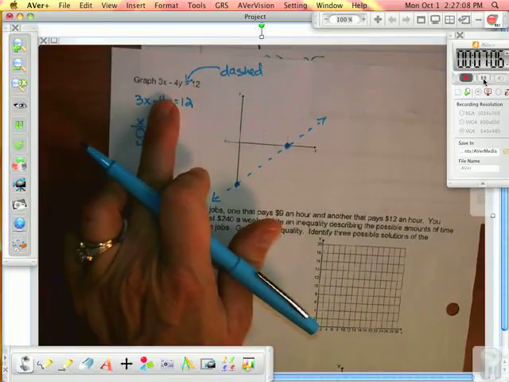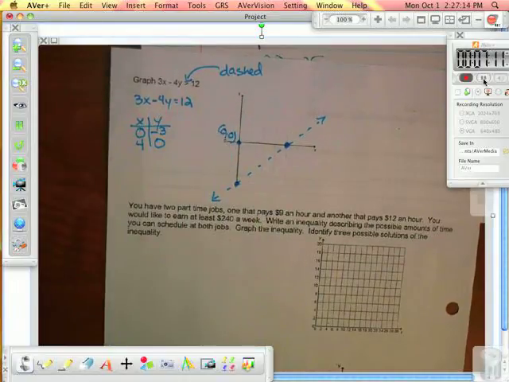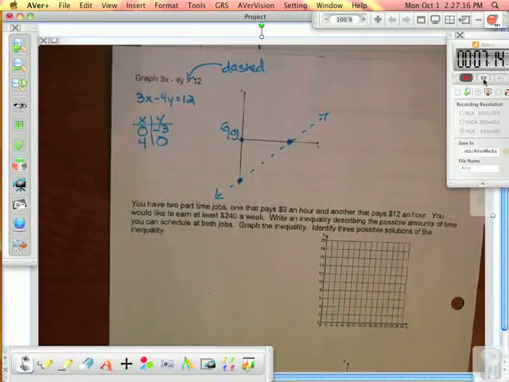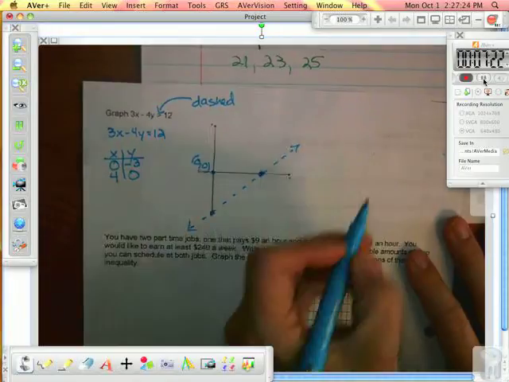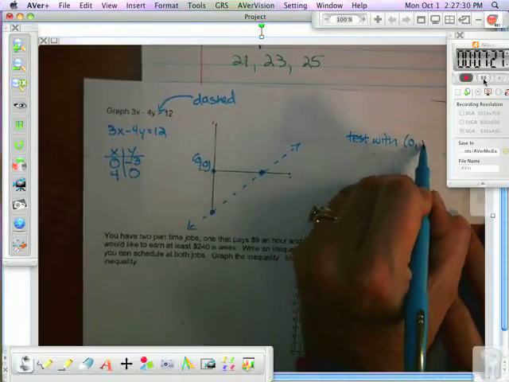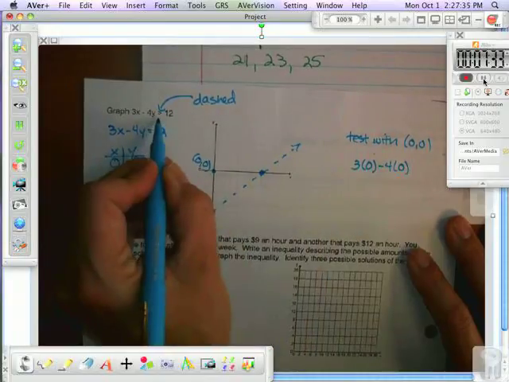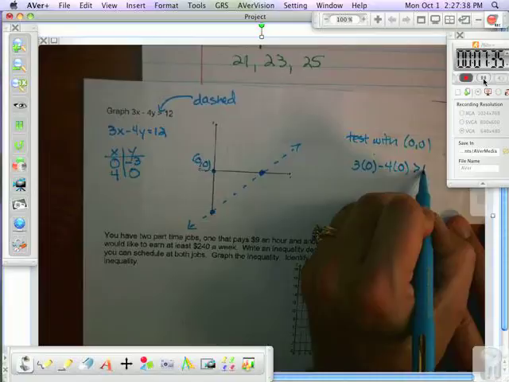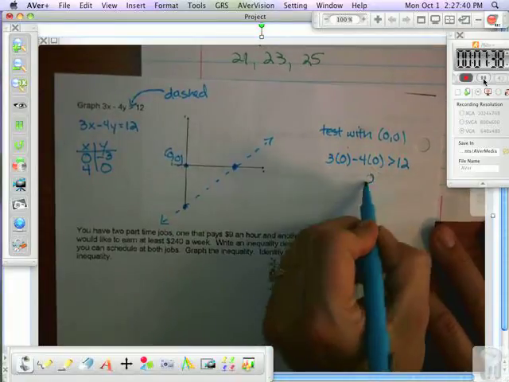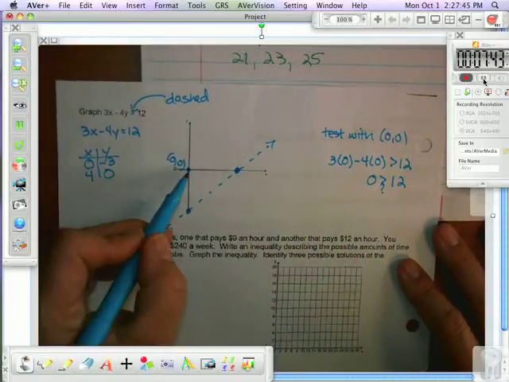What do I use? You can pick 0, 0. This is the easiest point to plug in. If your line is not going through that point, use 0, 0. If it's going through that point, pick another point not on the line. So let's try. Test with 0, 0. Plug it in. 3 times 0 minus 4 times 0. Now you got to use the inequality for the test. Is 0 greater than 12? No. So that tells me that 0, 0 is not part of the solution.